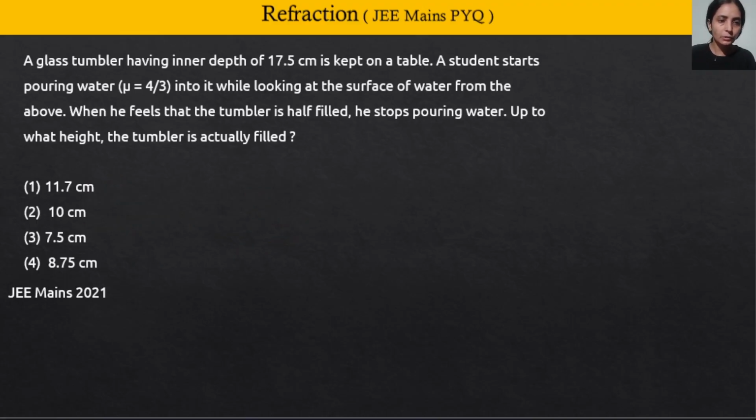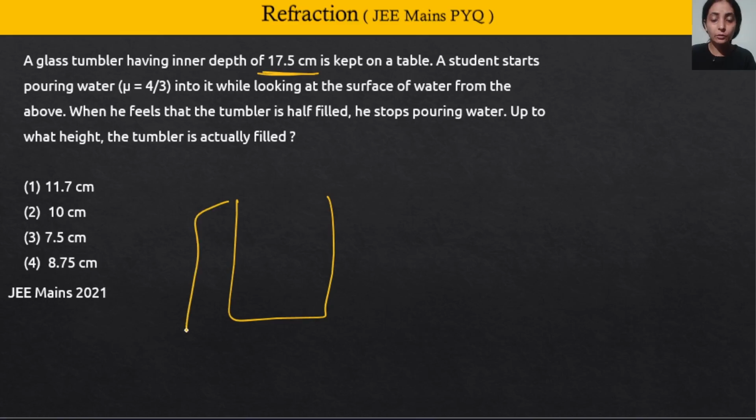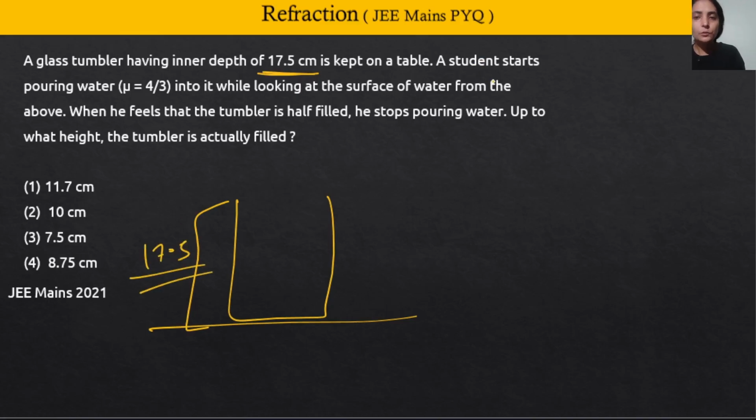Now let us move to the next portion. So what is said here? A glass tumbler having an inner depth of 17.5 centimeter is kept on a table. We have a tumbler, it is kept on a table and its depth is how much? 17.5. Okay. A student starts pouring water into it while looking at the surface of the water from above. So water is getting poured into it while the person is looking into the tumbler through the water. And at a point he feels the tumbler is half filled. At any time he feels that the tumbler has been half filled. So actually it is not half filled, but it feels like it.